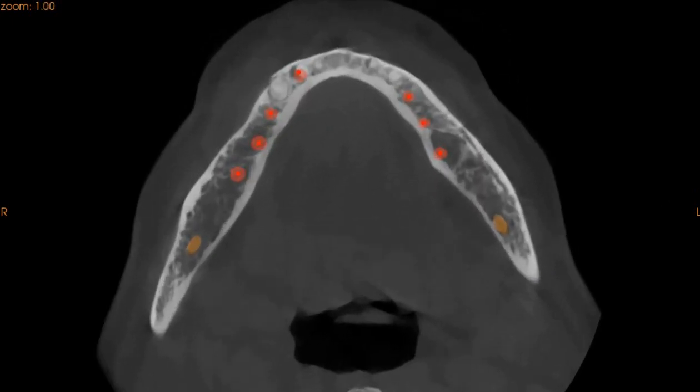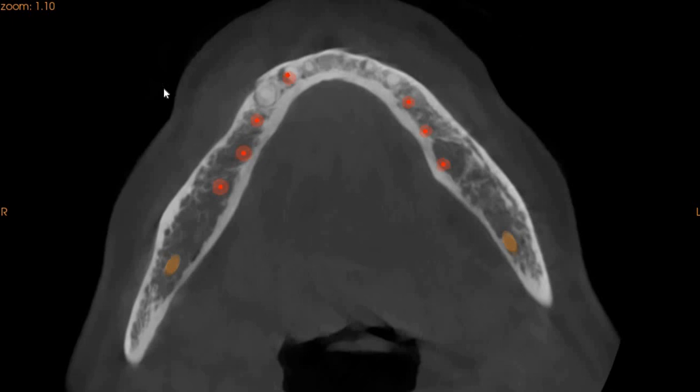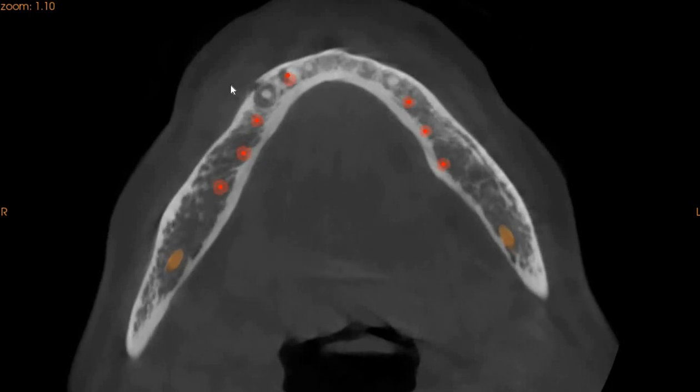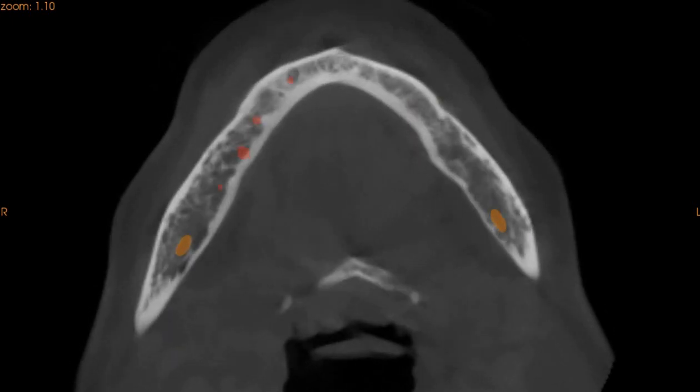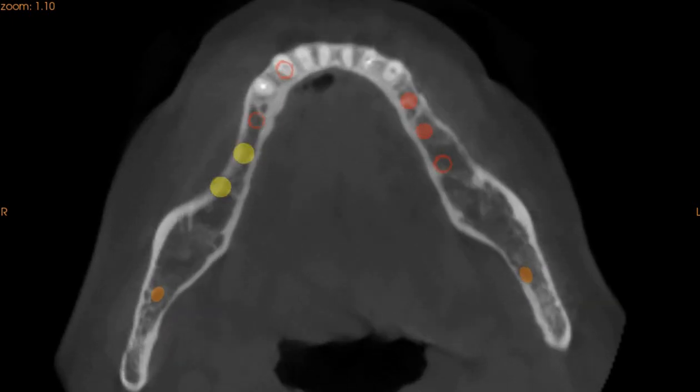As you can see, most implants are very well covered by bone. They're placed slightly lingually because of the buccal bone defect, but otherwise, this is the APC, not the top part. As you can see, we've got good clearance. The implants are relatively center of the ridge, and they are far away from any significant anatomical structures as well.